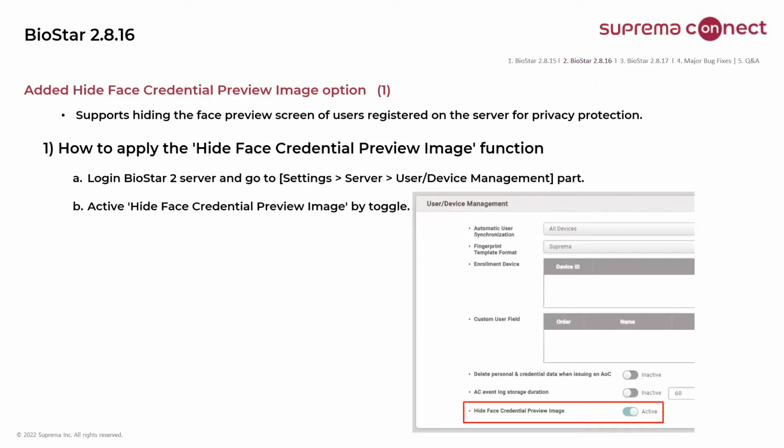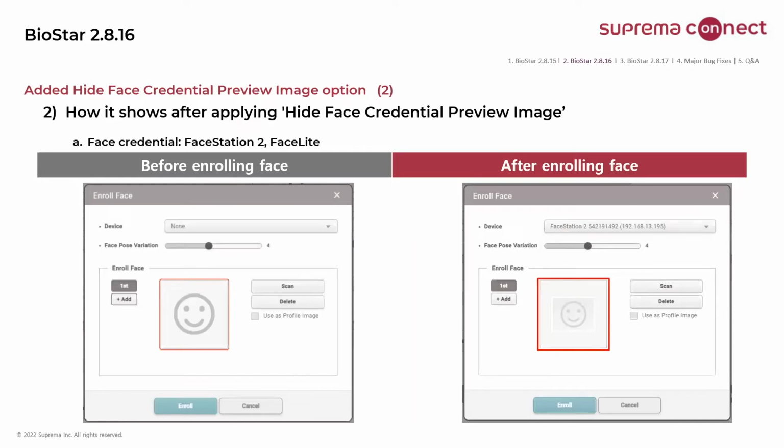The following new feature is an option not to show the preview image of visual face and face credential in BioStar 2. Please apply this feature if you do not want to preview the user's face credential images on the server due to security or other reasons. You can enable this function under Setting, Server, User/Device Management of the BioStar 2 server. Check the changes when activating the Hide Face Credential Preview Image function for each credential.